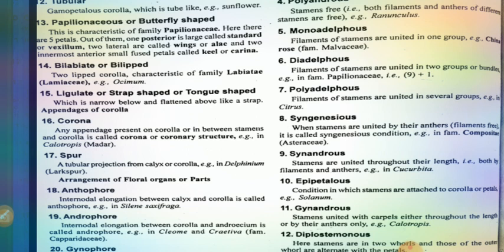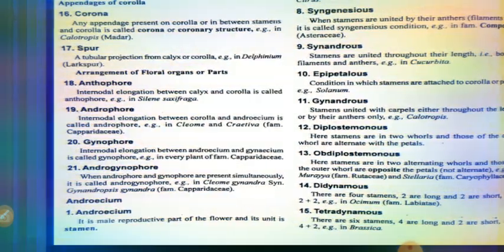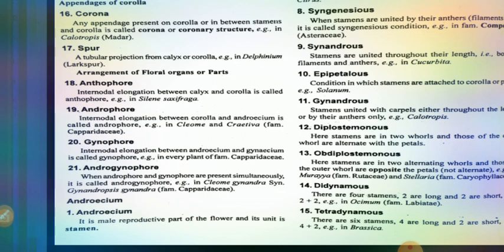Then the spur: a tubular projection from the calyx or the corolla, as in Delphinium. This is known as the spur. Then the arrangement of the floral organs, or the parts, how they are arranged: anthophore, androphore, gynophore, androgynophore. Anthophore means the internodal elongation between the calyx and the corolla, because in the stem there are nodes and internodes. So, the internodal elongation between the calyx and corolla is the anthophore.